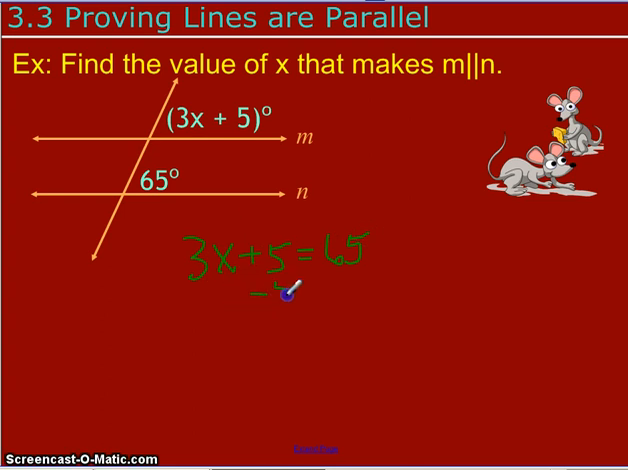So it looks like to solve this I'll have to subtract 5, and that would be 60. Cross those out here. 3x equals 60 then. So if I divide by 3 on both sides, it looks like x would have to be 20. So x equals 20 would make these two corresponding angles congruent, which would in turn make M parallel with N. If x was any other value besides 20, then M and N would not be parallel.